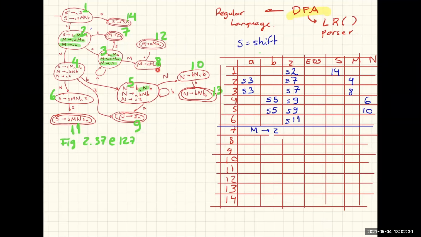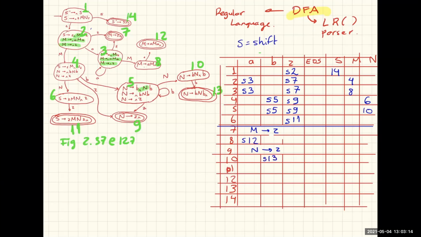In number 8, this is not a final form yet, so we still need to see what happens with A. 8 with A goes to 12, so there's still a shift. 8 with A shifts to number 12. For number 9, we see it's a final form, so we will do the same for the A, B, or Z. N goes to Z. For state number 10, not yet a final form, so we need to see what happens with B. It will be a shift to number 13 with B.